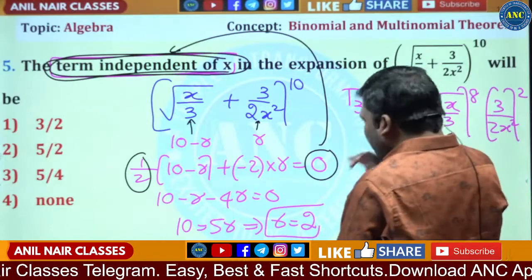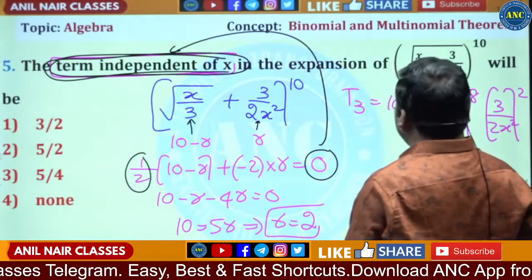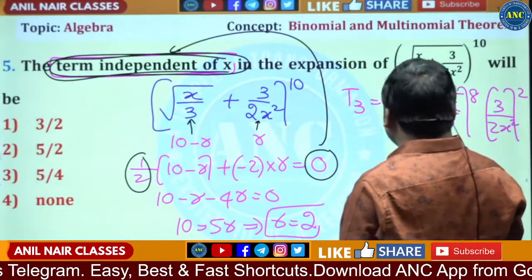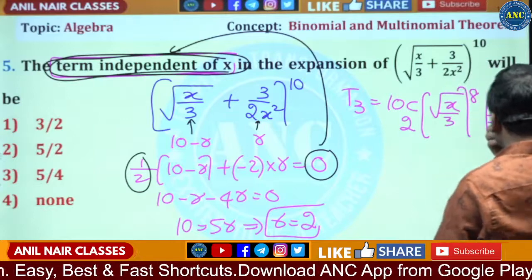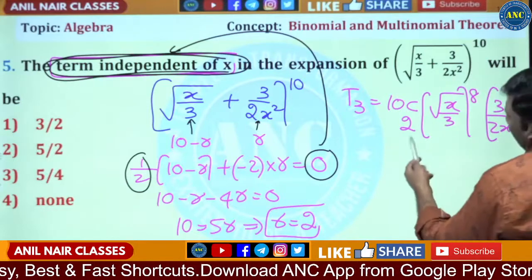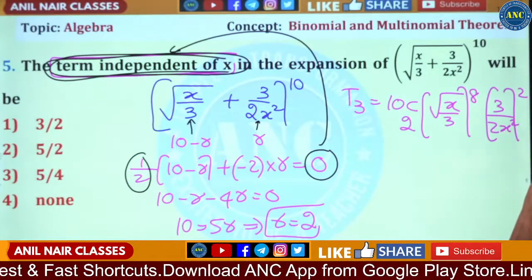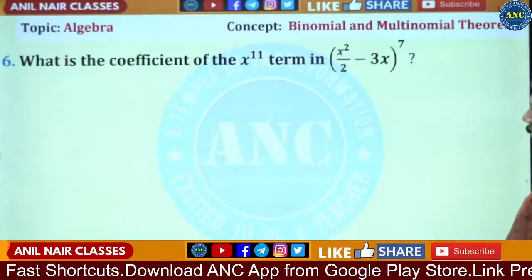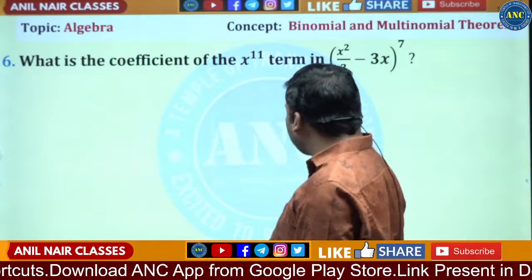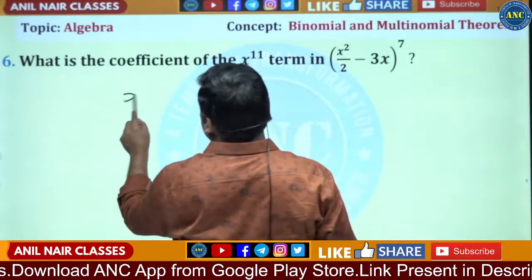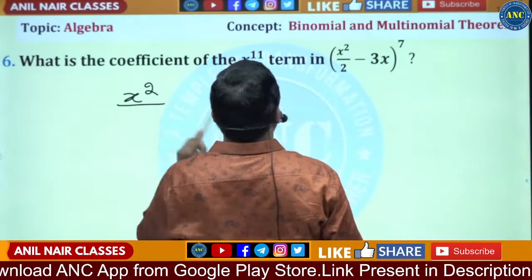Fifth one. So the term independent will be, now if you see, 10C2 root of x power 8 and 3 by 2 square. Simplify it, whatever the answer that you will get, that itself is the answer. Idea is clear? Now sixth question. You can do it very fast if you understand whatever I said in the previous example.